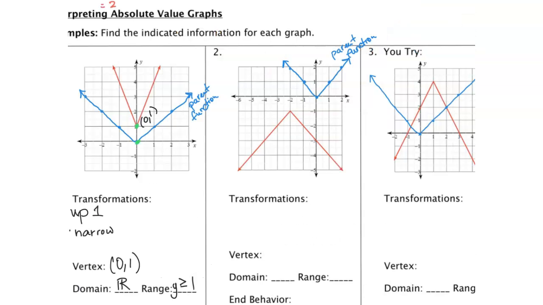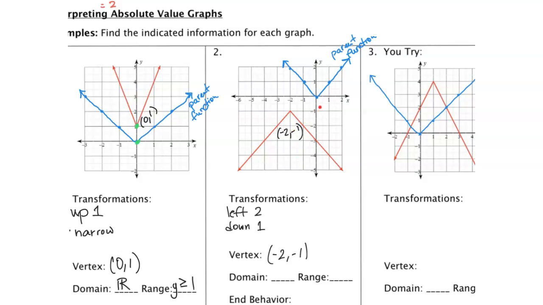All right, so try number 2. We have our parent function in blue, and then we have our new one in red. So as we're thinking about the transformations, one, note that your vertex for the parent function is at 0, 0. Our newest vertex is here at -2, -1. So that's where our new vertex is, -2, -1. Notice that it has been shifted to the left by 2 and down by 1. So those are two transformations, left 2 and down 1.